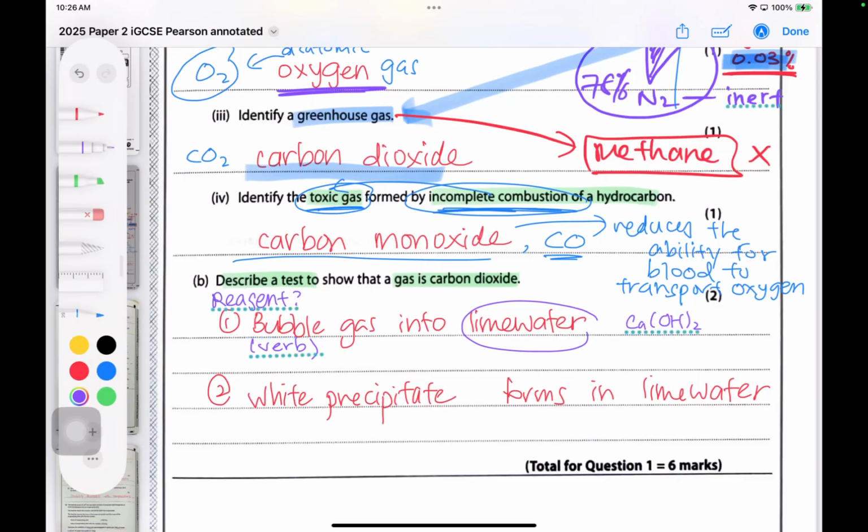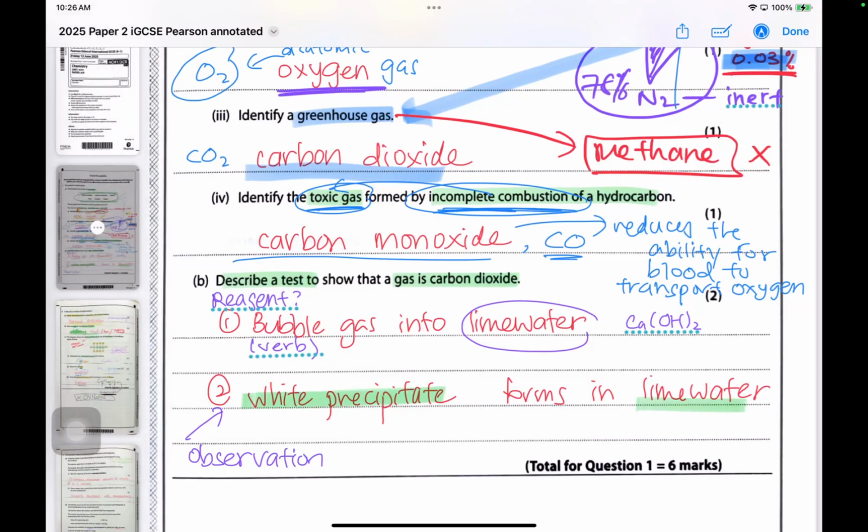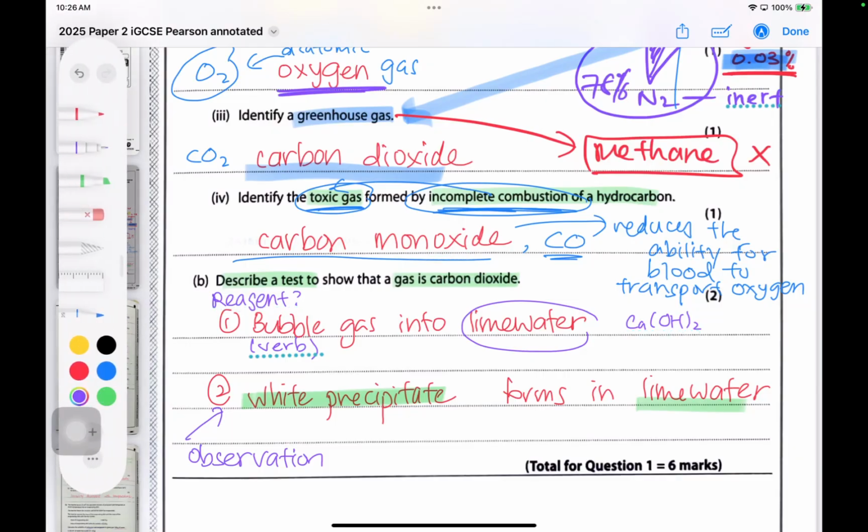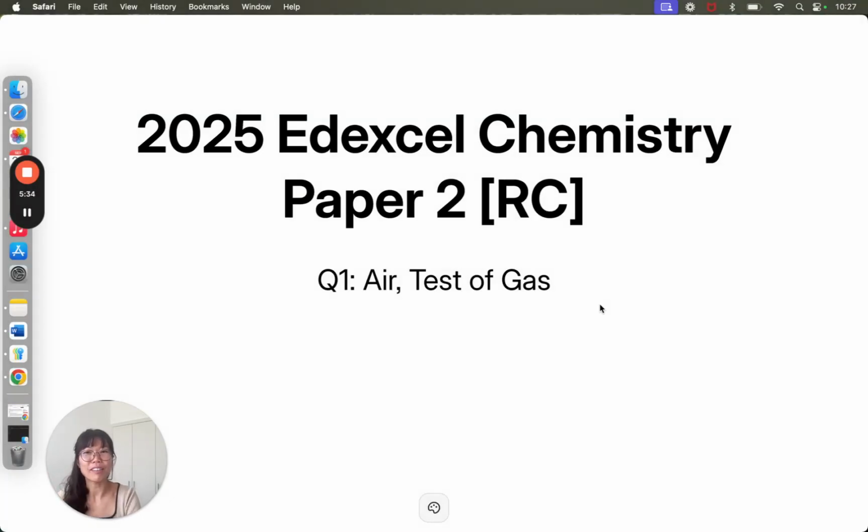Okay, and learn to use the verb, the action word, on how we test this gas. We actually want to bubble this gas into lime water. I know a lot of students will just put the gas into lime water, but it is not too scientifically accurate, okay? So the verb, the action that we are carrying out is bubble the gas into lime water. And for second mark, you want to write down the observation. Observation basically means what you would see, and in this case, you actually get white precipitate forming in the lime water. Okay, so what are some of the alternatives for those of you who find that the word precipitate is really hard? They do accept the word milky, they do accept the word cloudy. Okay, so there we go, our first 6 marks over here for paper 2, and this is on question 1.